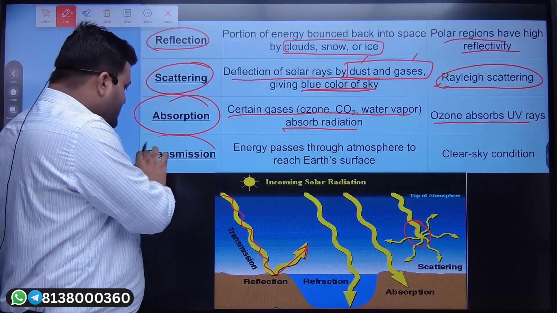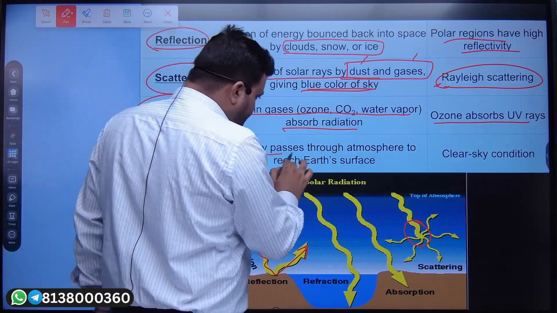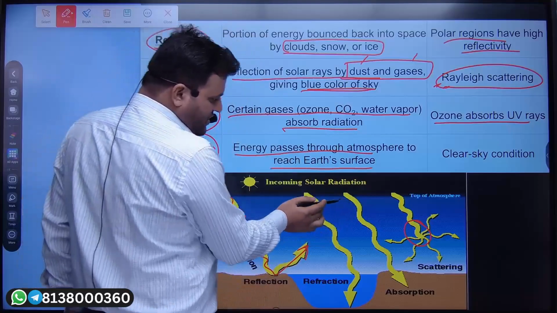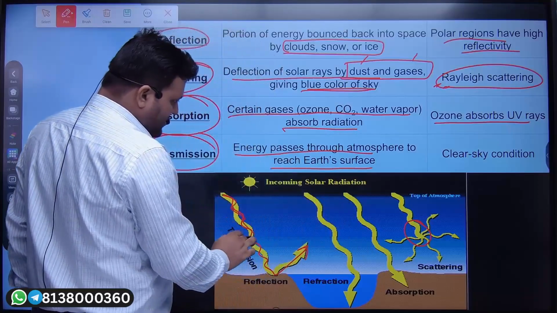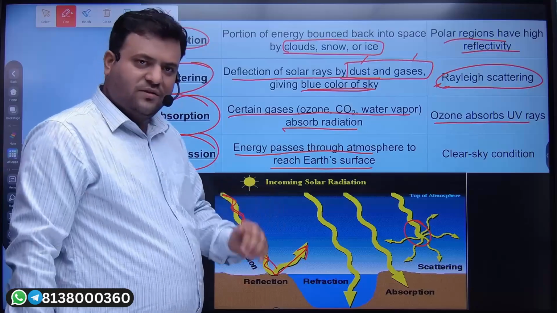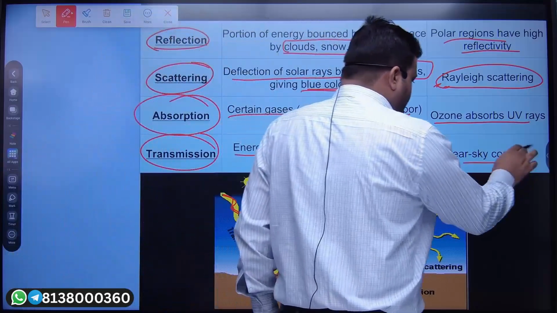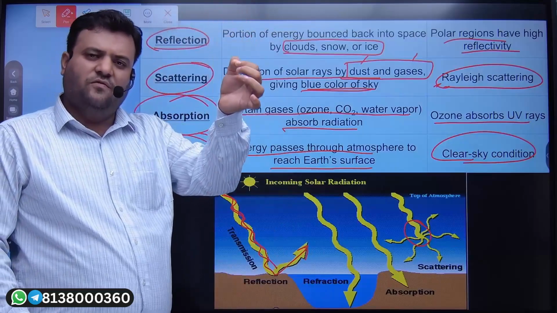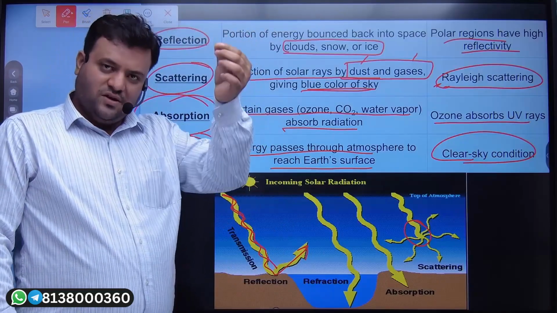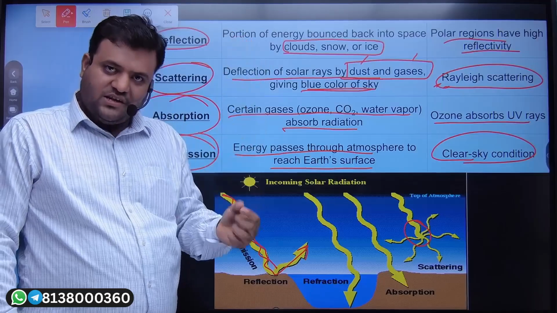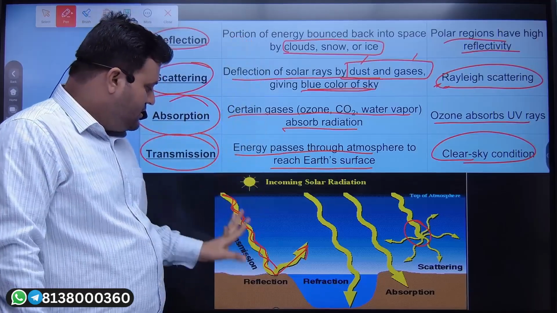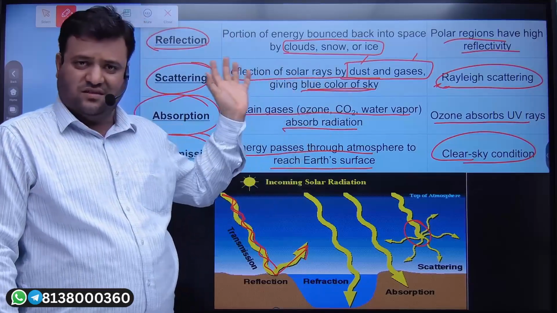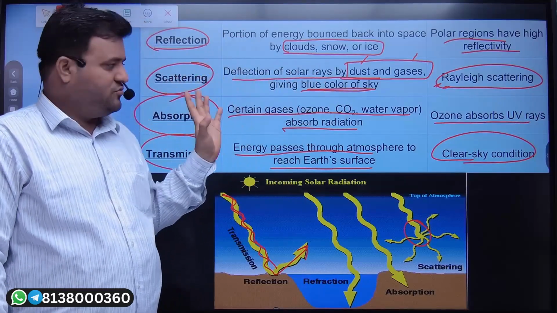Then we could have a transmission. So when the energy passes through the atmosphere and reaches the earth's surface, this is simple transmission. Okay, when it is passing through the atmosphere, we have a clear sky condition. When we have a clear sky condition, there is a direct transmission of insolation from the top of our atmosphere towards the earth's surface. So this is transmission. These are very basic things. I hope you have clarity with respect to this.